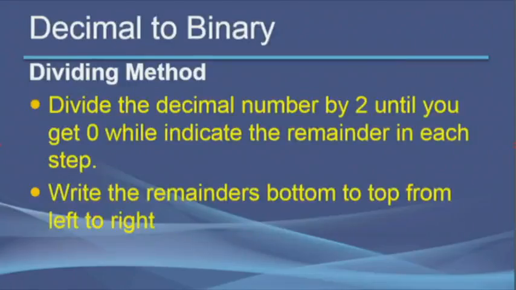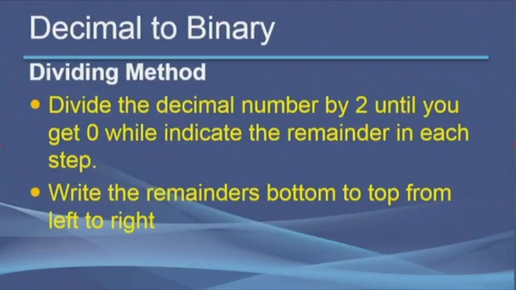So how are you going to convert the other way around, decimal to binary? It is really important. You can come up with 2 different methods. The first one is the dividing method. Let's take an example and explain.